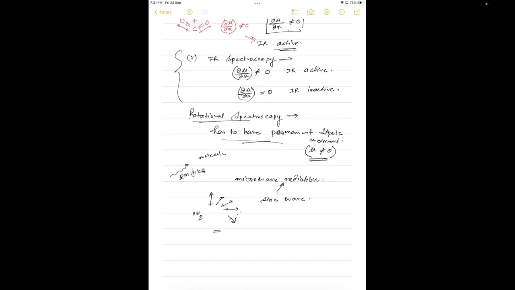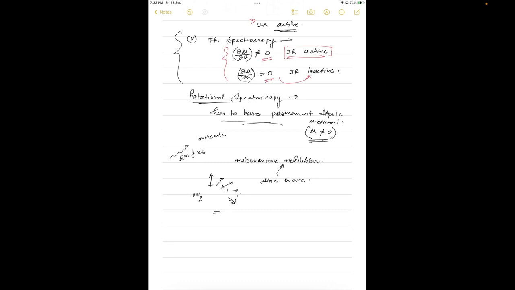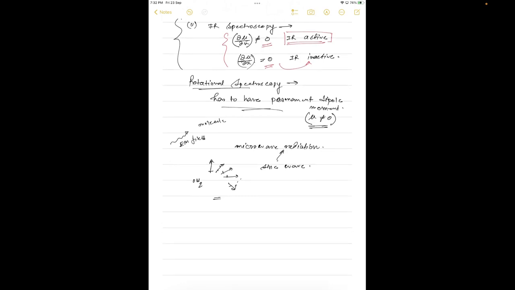Now just to remember one thing: in IR spectroscopy, for any vibrational mode to be infrared active, we have to check the change of dipole moment during the particular vibrational motion. Change of dipole moment, that means del mu del x, has to be not equal to 0 for any vibrational mode to be IR active, and if the change of dipole moment is 0, then the corresponding mode will be IR inactive. The dipole moment of the whole molecule can be zero, like for the CO2 case, CO2 is a non-polar molecule. But in rotational spectroscopy, the molecule has to have a permanent dipole moment. That means the total dipole moment of the molecule, let's call it mu, has to be non-zero in rotational spectroscopy.